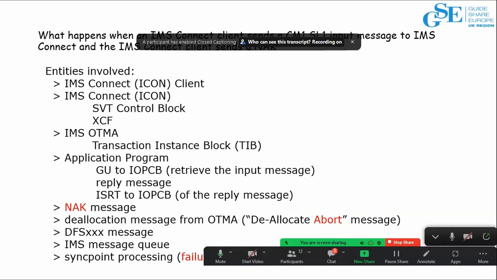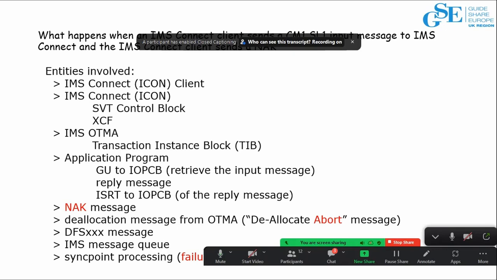IMS Connect will send the NACK message to OTMA. The sync point processing will begin at this point. So OTMA initiates processing the sync point, technically called the phase 1 sync point. The phase 1 sync point will fail, right? Because this is an entire unit of work that's happening. So if the IMS Connect client acknowledges that there is some sort of problem at its side, and it therefore chose to send a negative acknowledgement back to IMS, OTMA fails the phase 1 sync point.